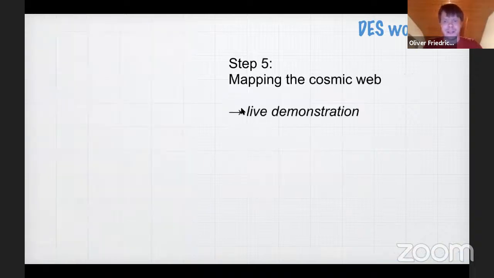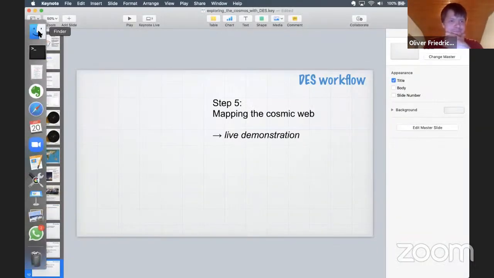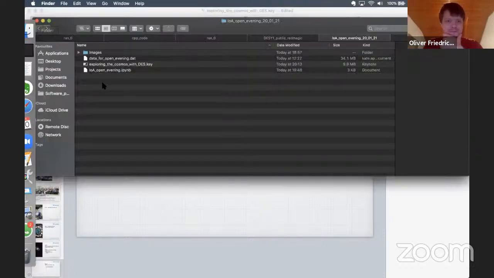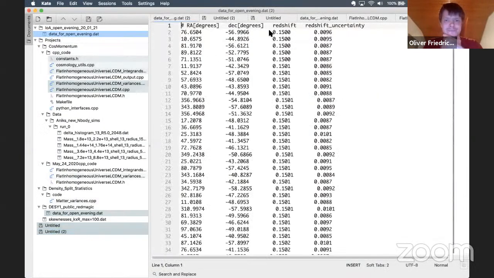And then we're coming to step 5. Once you have these objects, you want to use them to create a map of the universe, if you will. And this is really where I'm attempting a tiny live demonstration. So bear with me. I hope this all works out. So first of all, let's just look at data that might be coming from such an analysis.